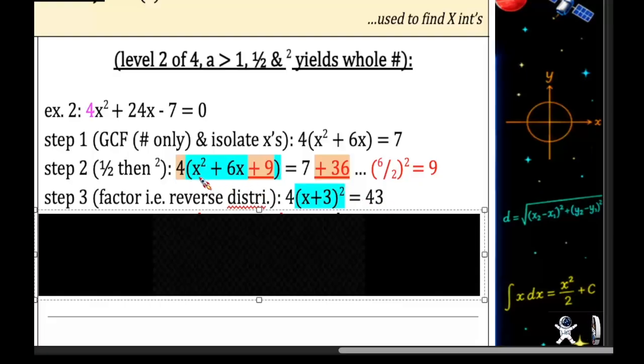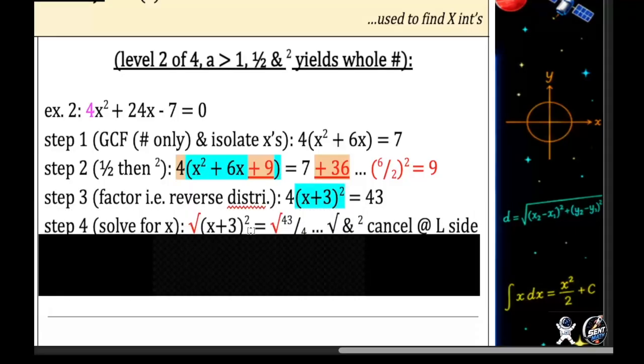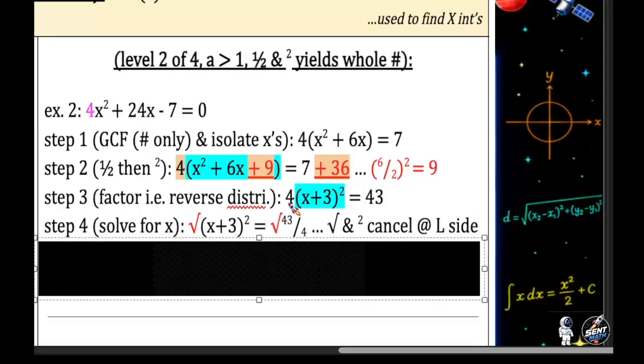Now we're going to combine 7 plus 36 to equal 43. We're going to rewrite this blue into x plus 3, which becomes x plus 3 squared. I should have said x plus 3 times x plus 3 here invisibly, and that becomes x plus 3 squared. Next step, I'm going to divide both sides by 4, and I get 43 over 4. Then x plus 3 squared. So I only focus on the black print here.